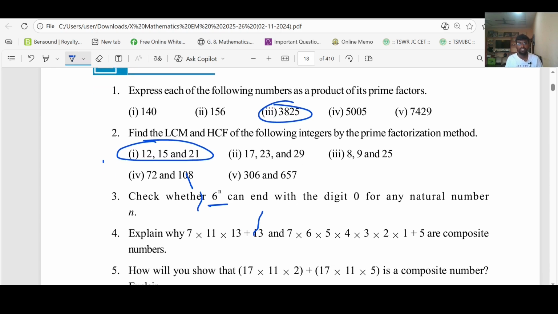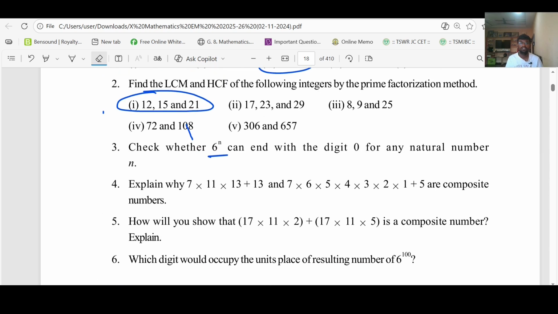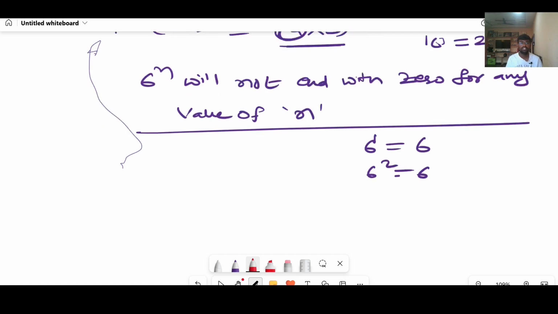And next question, I will explain here itself because it is a little bit big question, right? Look here. Here 7 into 11 into 13 plus 13, and 7 into 6 into 5 into 4 into 3 into 1 plus 5 are composite numbers. We need to write why they are composite numbers. What is meant by composite number, what is meant by prime number? Before that we need to discuss that.